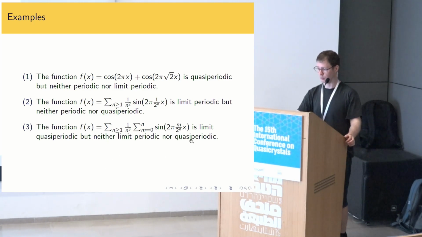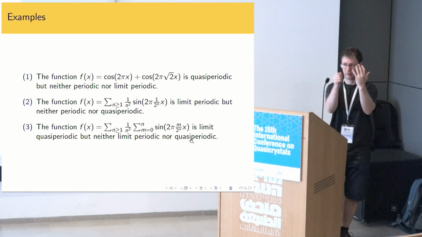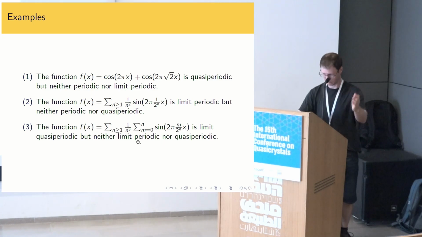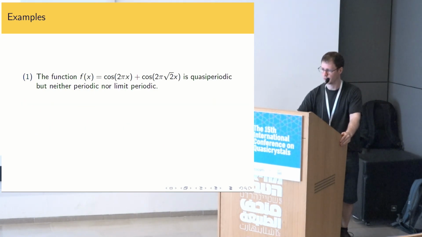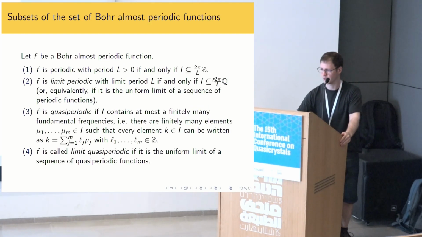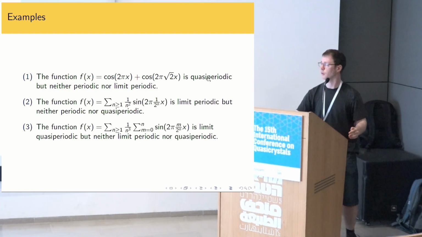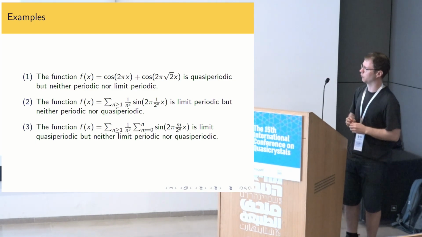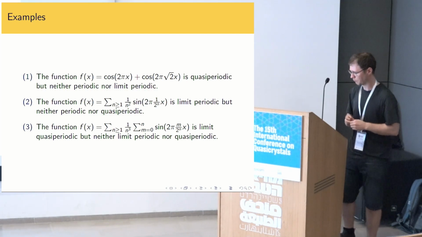but it is not quasi-periodic because I can't just use finitely many of those 2 to the n. I need infinitely many, and it's not limit periodic. Again, one can try to prove it, so one can try to use this characterization and then see you run into issues, you run into a contradiction. Okay, so I hope those couple of examples will show you a bit of the difference between those couple of notions.